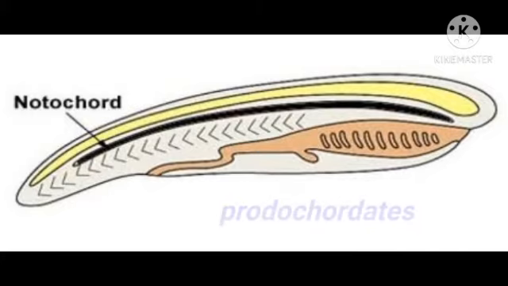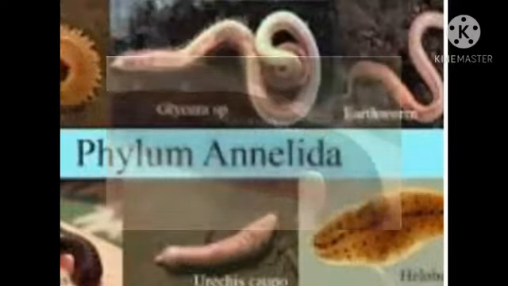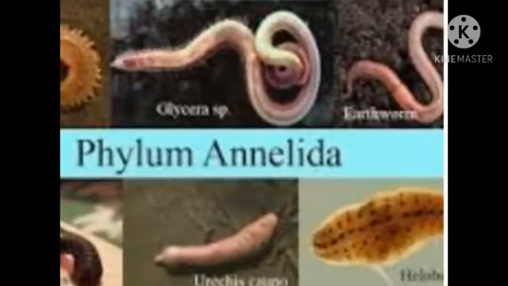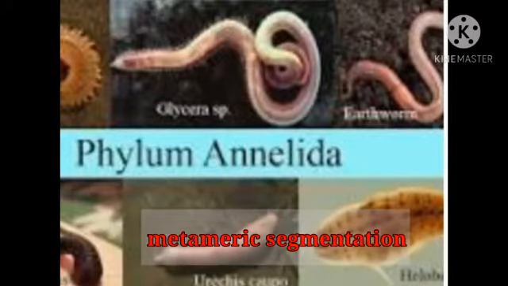The fourth characteristic is segmentation in the body, as we see in the case of earthworms and leech, that is annelids, having annular rings on their body. So this segmentation is known as metameric segmentation.